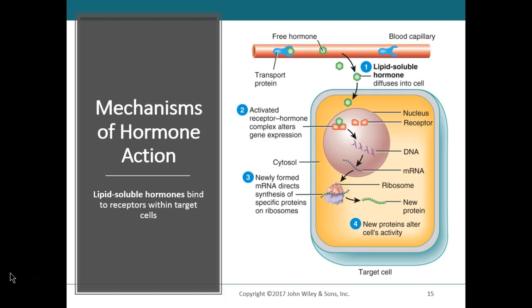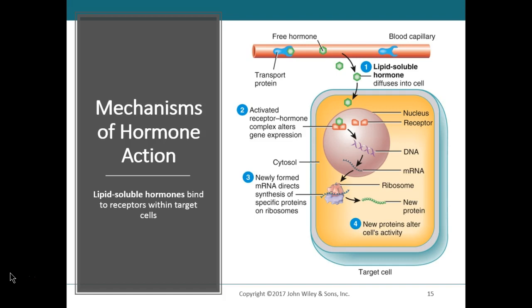So when lipid meets lipid, they just sort of become one big lipid, and then of course those chemical molecules can diffuse into the cell across the membrane. So a free lipid-soluble hormone molecule will diffuse from the blood into the interstitial fluid and then through that phospholipid bilayer of the cell membrane.